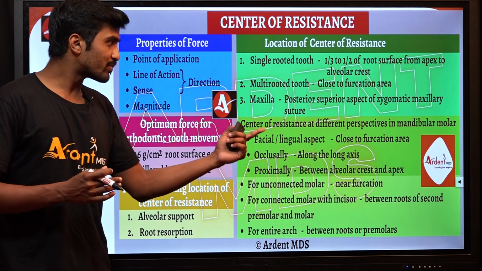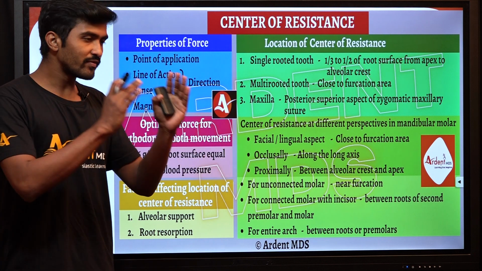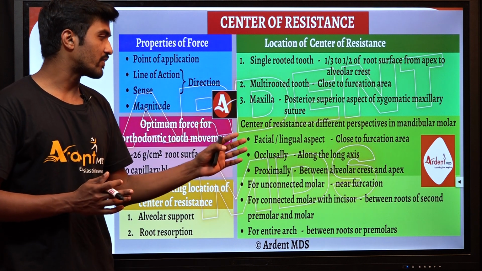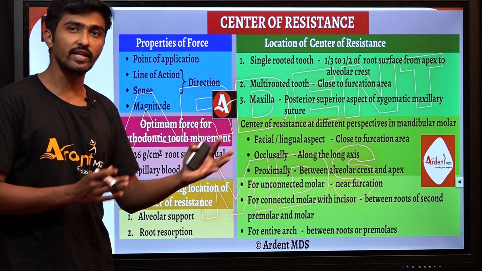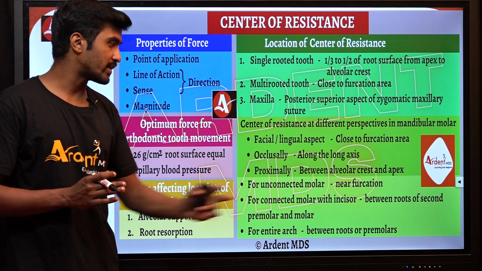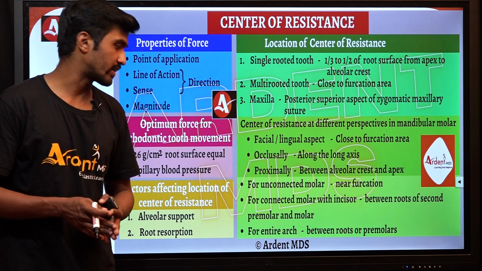Different perspectives can be put forth. When we view a tooth from the facial or lingual aspect, it is close to the furcation area. When we view from the occlusal aspect, it is along the axis of the tooth, and when we view from the proximal aspect, it is between the alveolar crest and the apex.